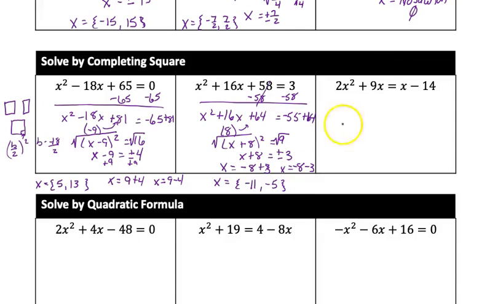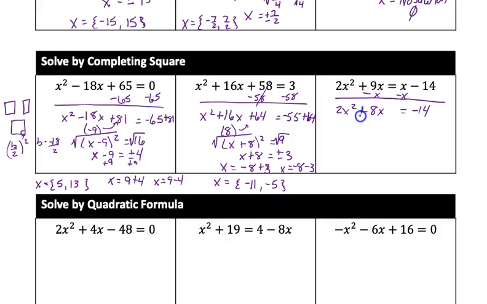All right, we got one more here. I've got 2x squared plus 9x equals x minus 14. Well, I need to put the x over here, so I'm going to go ahead and subtract this x back over here, because I want the x's on one side and the constant on the other. So I have 2x squared plus 8x equals negative 14.